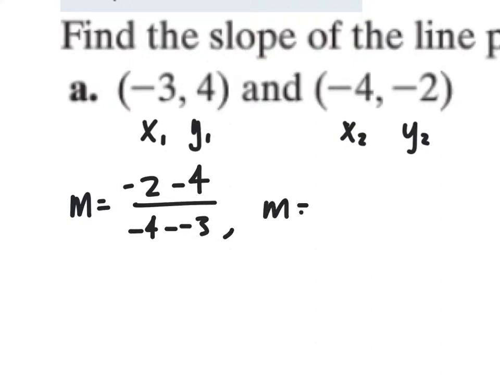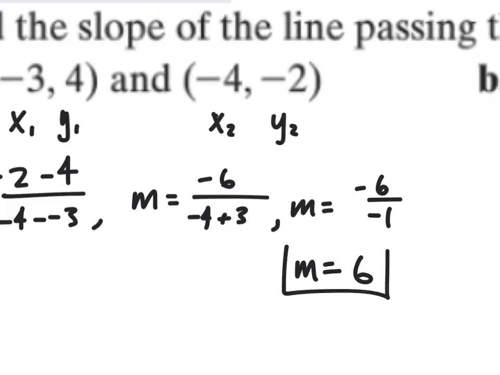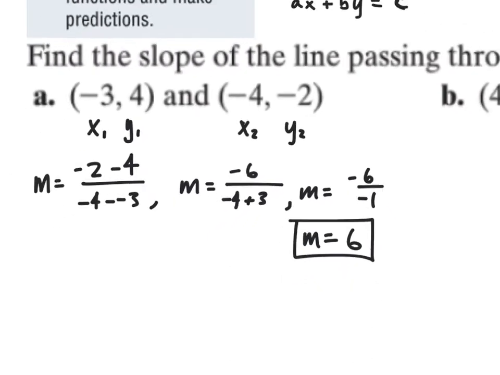We're going to get that m is equal to negative 2 minus 4, which is negative 6. The bottom part is going to be negative 4 plus 3. So then m is going to equal negative 6 over negative 1. And so our slope for this problem is that m is equal to positive 6. That's just our measurement of our steepness.